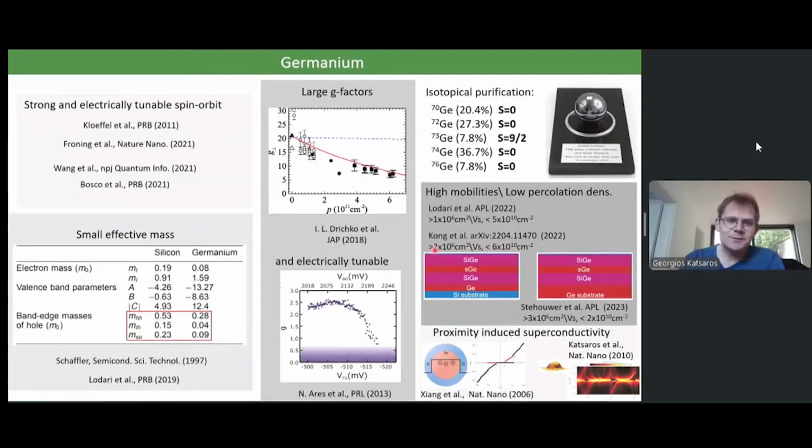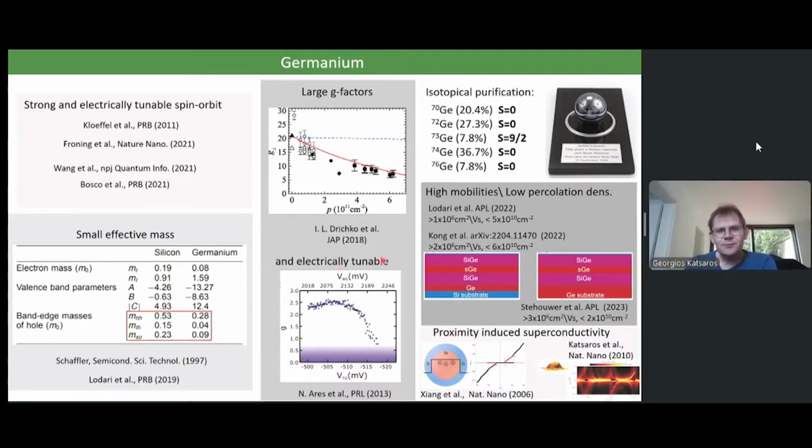So my group works with germanium. What is very nice with germanium is that it has strong and electrically tunable spin orbit. A very nice thing for people working in academia is that it has a small effective mass, which means that we can create larger quantum dots, which for academic clean rooms is a blessing. Germanium has a large out-of-plane g factor.